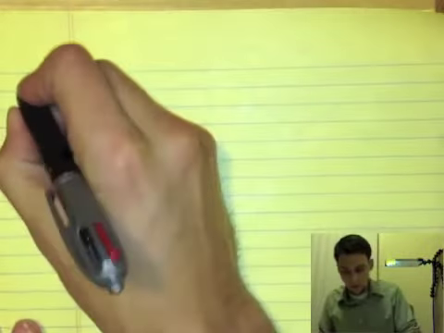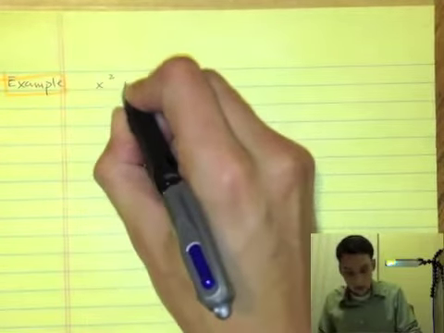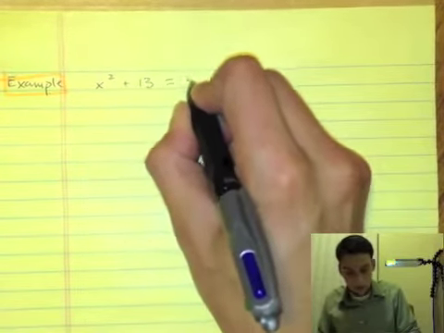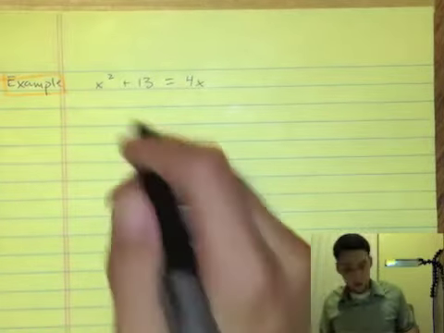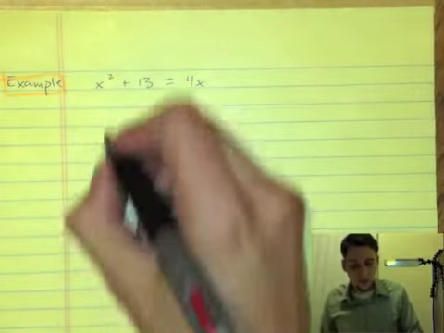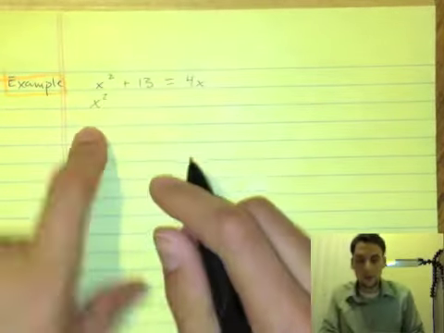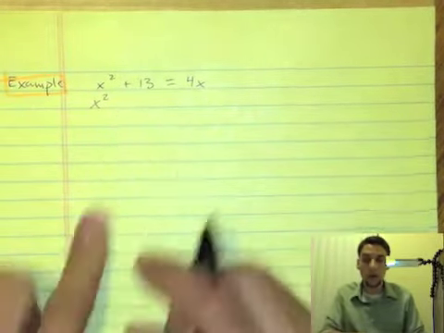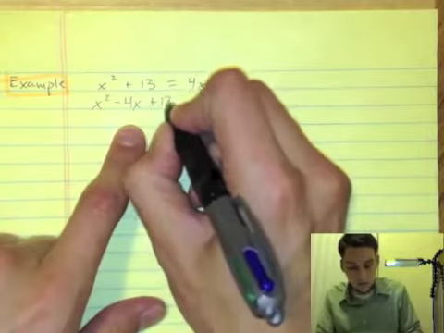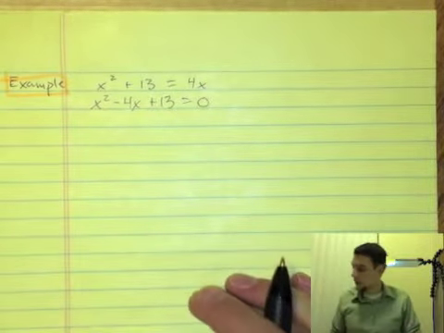So another example. X squared plus 13 equals 4x. Step 1 becomes important here. Get into standard form by subtracting 4x from both sides. Remember, standard form has the squared term first, the regular term next, and then the constant last. So I'll put x squared, minus 4x, and then plus 13 equals 0. This is standard form. So we're good now.